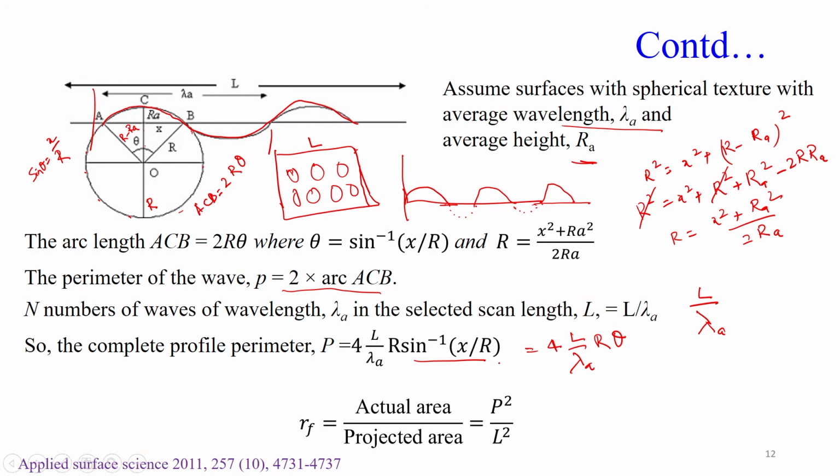So, now if P is known, P is the projected perimeter, this was L and the projected length has increased to P, L has increased to P. Now, if you consider it as a rectangle here, the projected area was L square, and the actual area will be P square. So, simply, in this method, this was one example of how we can calculate the value of the roughness factor.